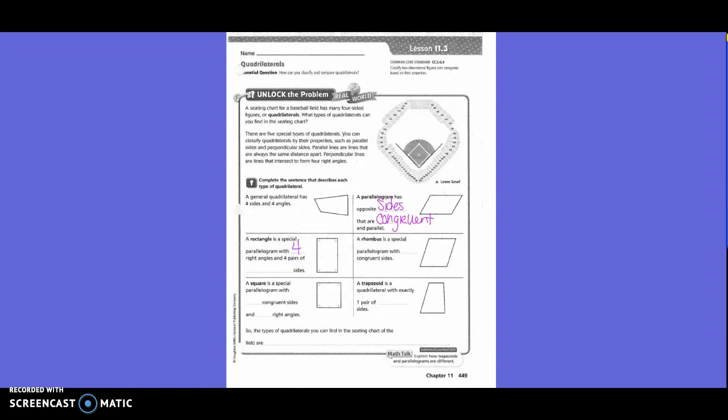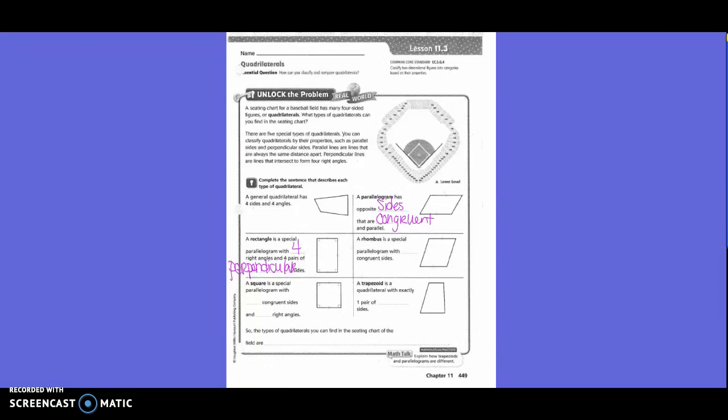4 right angles and 4 pairs of... Are they all equal? No. So they're not parallel, they're perpendicular, right? So when you have perpendicular sides, they form right angles, right? Because you have some that are going horizontal, some that are going vertically, and where they cross, they form right angles. A rhombus is a special parallelogram with how many congruent sides?